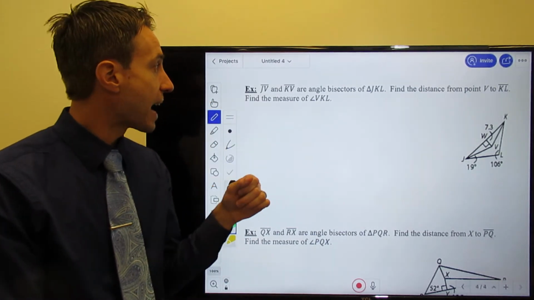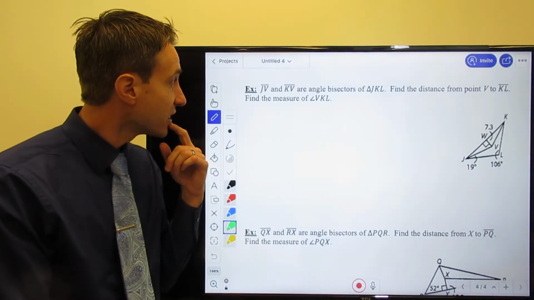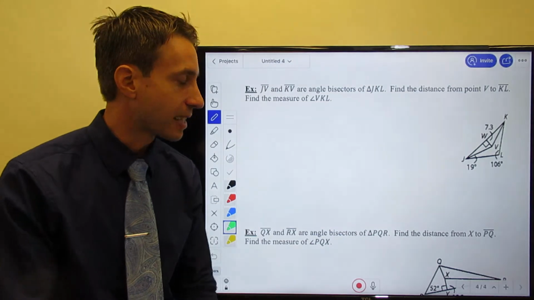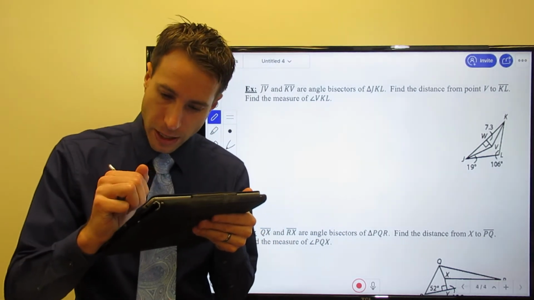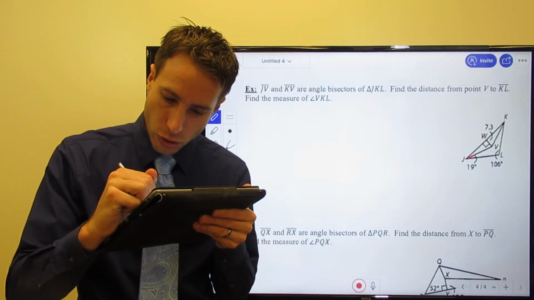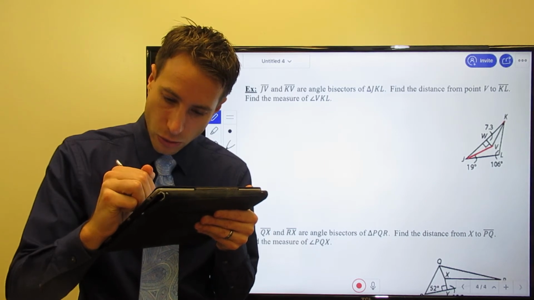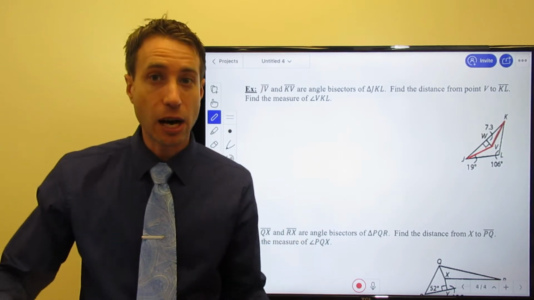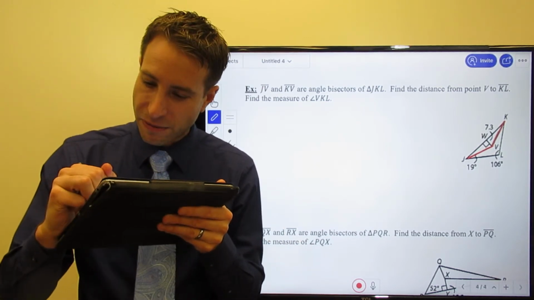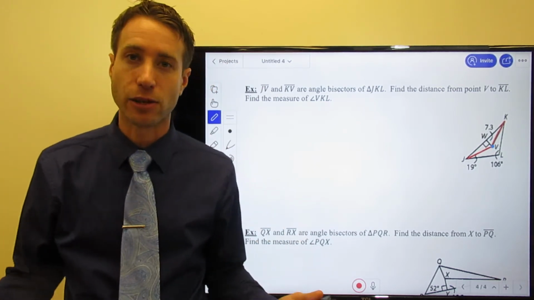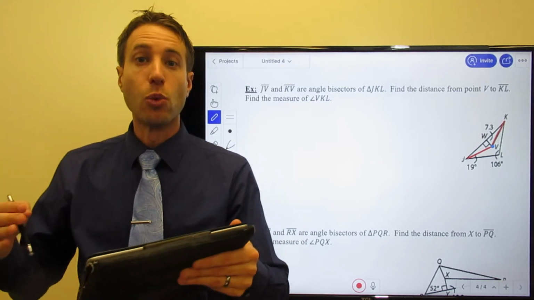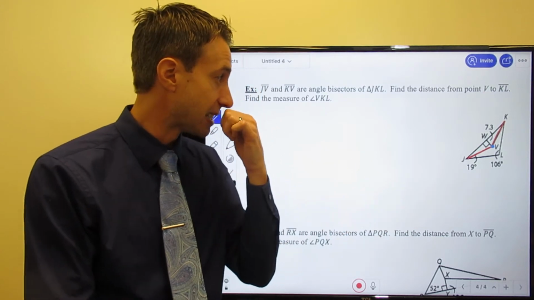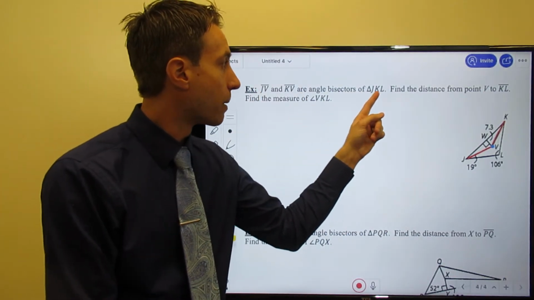So here we go. I have given you that JV and KV are angle bisectors. Let me put those in red. So JV, right there, and KV, right there. Those are going to be angle bisectors. What does that tell you? Well, that tells you that point V is an in-center, right? Angle bisectors will meet or intersect at an in-center. So V is the in-center.